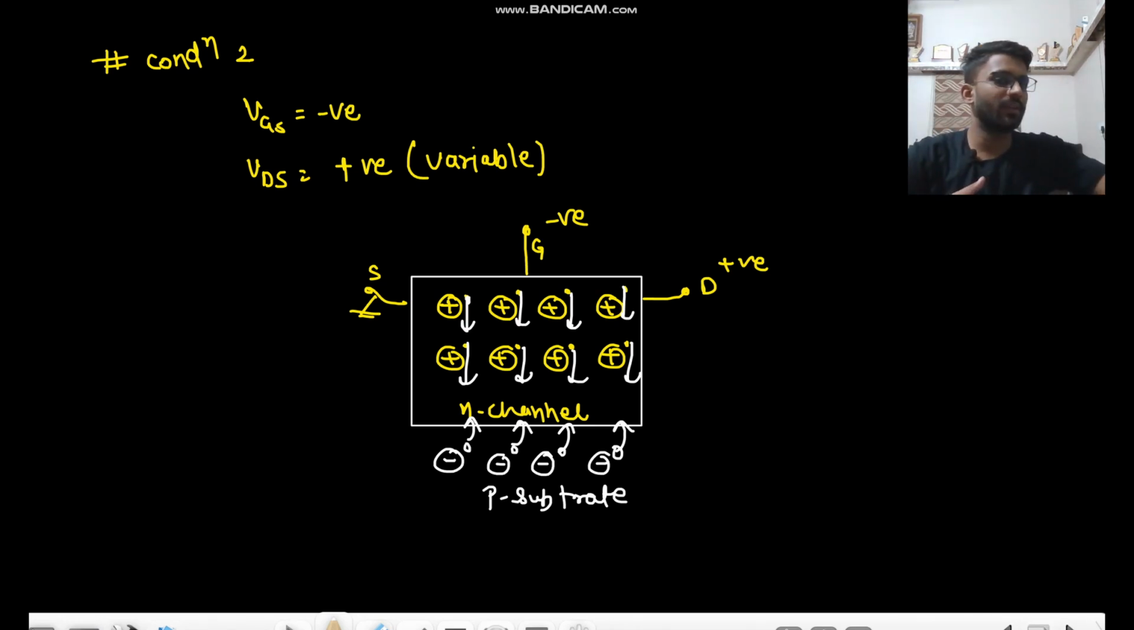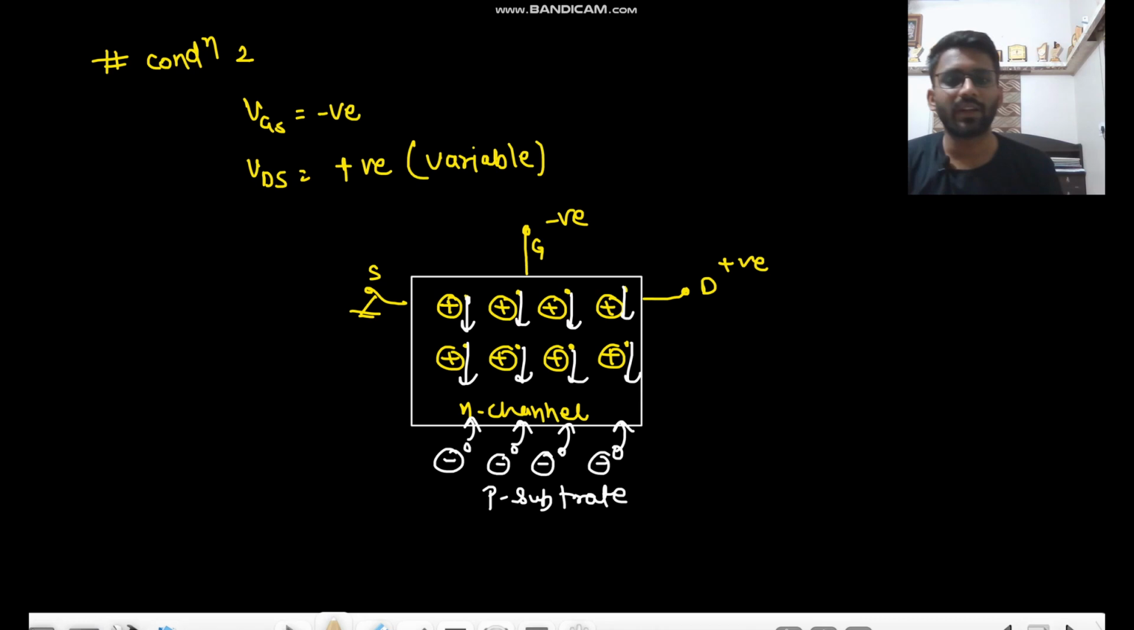But when we are talking about drain, it has more potential here, less potential here, less potential here. So it was asymmetric, but this is symmetric. The complete channel is getting depleted of charge carriers. And if we keep on increasing the negative voltage of the gate, at one potential it will be completely depleted of charge carriers, and that potential is known as pinch off voltage, and this phenomenon is known as pinch off.